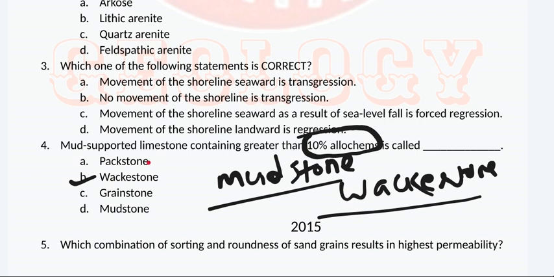Packstone, grainstone, those are grain supported limestone that contain mud, lime mud. So if mud is less than 10%, it will be grainstone. If mud is more than 10%, it is packstone. All these packstone and grainstone are grain supported. But wackestone, mudstone, it is mud supported. It is according to Dunham's classification.